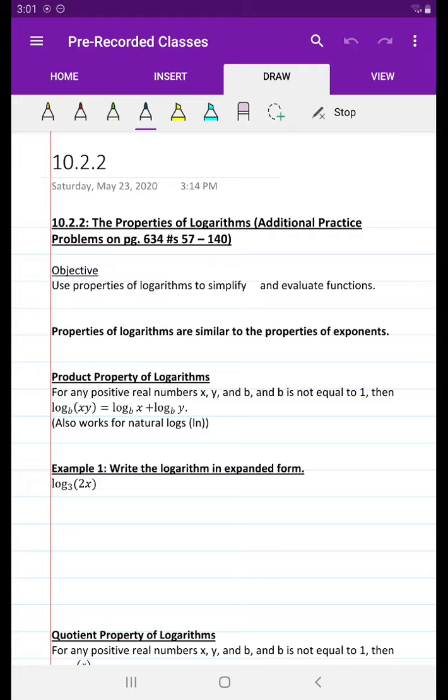Algebra 2. This is 10.2.2, which is the properties of logarithms. So in this section, we'll be using the properties of logarithms to simplify and evaluate these functions.